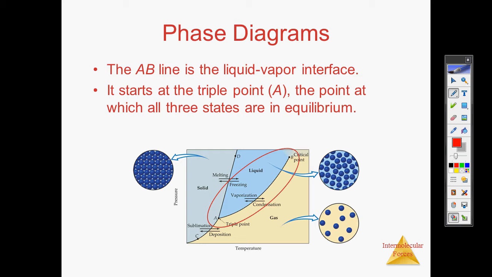So, let's just say I was here, right here. And I increase pressure. What would happen? What phase would it become? Solid. Increased pressure became solid. If I went here and I increased temperature, it becomes a what? If I increase temperature and pressure, right? You understand what I'm doing? Okay, have you seen these before? No. Okay, that's fine. So this line right here is A to B, the liquid-vapor interface.